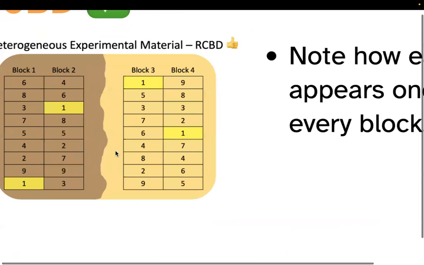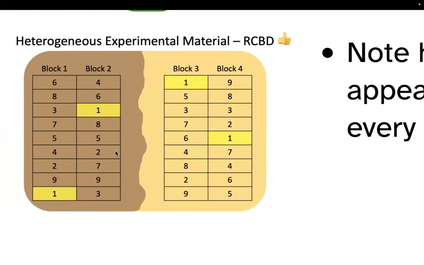In RCBD it is going to be different, because now for each one of these blocks, you're going to have one hat with each treatment appearing once. So I'm going to say, okay, for block 1, plot 101, you pull a number, that's number 6. And the number 6 is not going to be pulled again for this block because it's already selected, where you only had 9 pieces of paper that you're drawing from this hat.